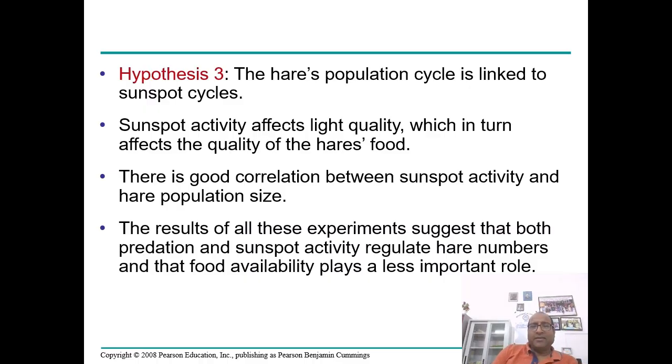Third hypothesis: hare population cycle is linked to the sunspot cycle. Sunspot activity affects light quality, which in turn affects the quality of the food for the hares. If there is more sunlight, more food will be produced by the plants, and more of this food will be eaten by the hares. So the hare will show maximum growth and reproduction rate. If the sunlight is little, then it will show little growth.